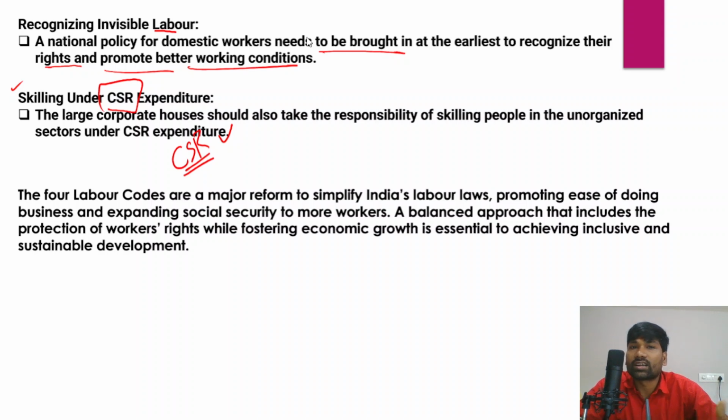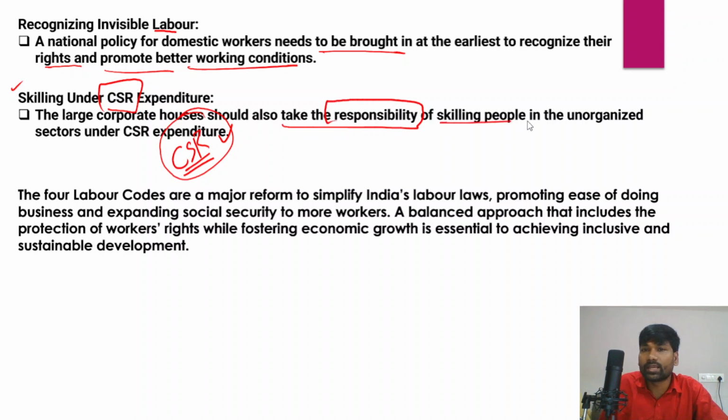So all these are different areas, and the companies, as part of their CSR obligations, would improve those different areas that we have just discussed. In fact, skilling, upskilling, and reskilling would also come as part of the CSR activity of the companies. So there is a need that large corporate houses should also take up the responsibility of skilling people in the unorganized sector under their CSR activities.